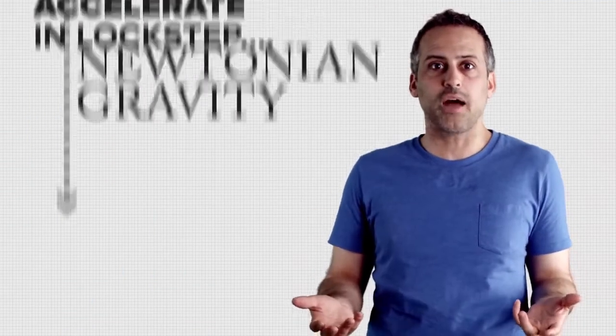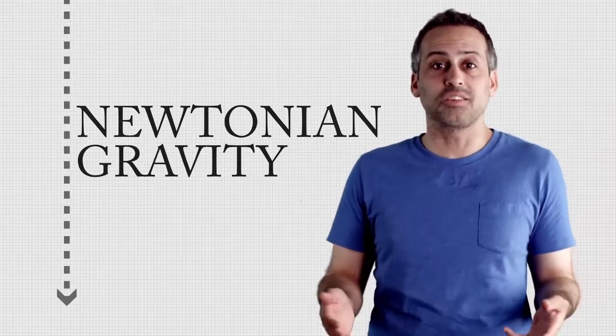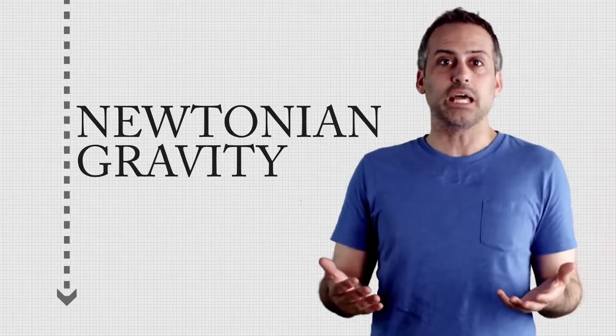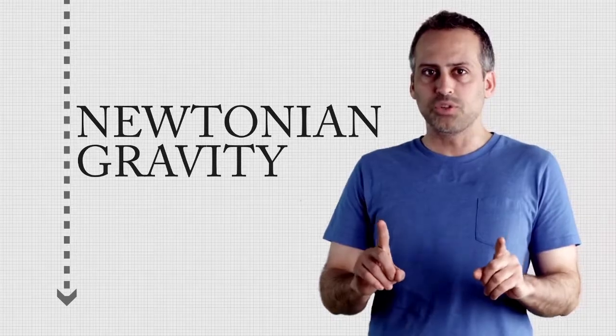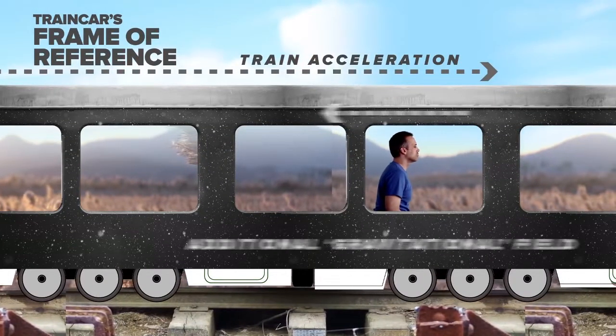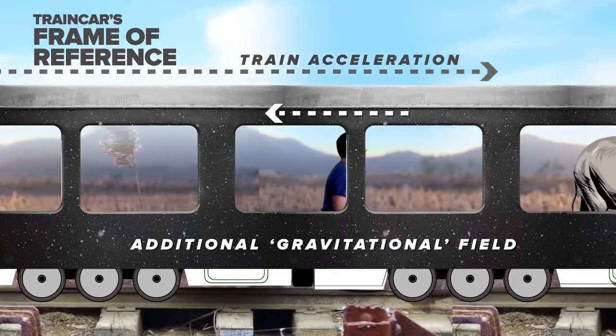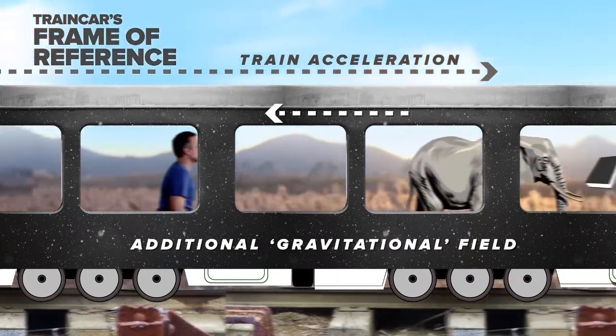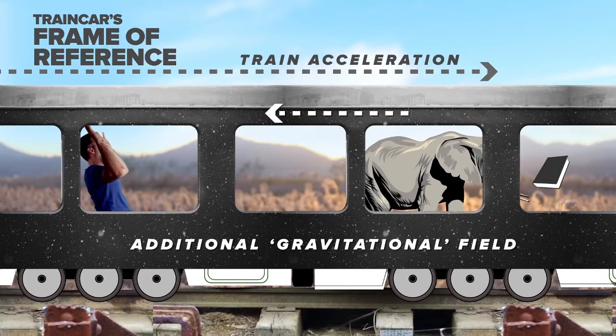The Newtonian force of gravity. In fact, in the absence of air resistance, that's the defining feature of gravity. So in the train car's frame, which is accelerating forward, it's as if there's an additional gravitational field that points backward. So accelerated frames of reference mimic a gravitational field in the opposite direction of the frame's acceleration.